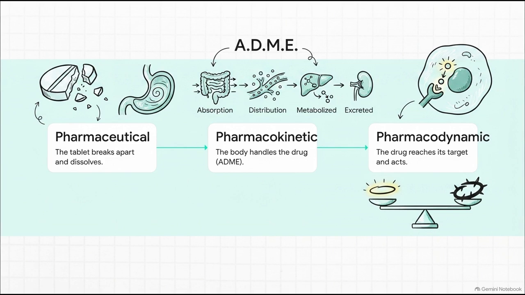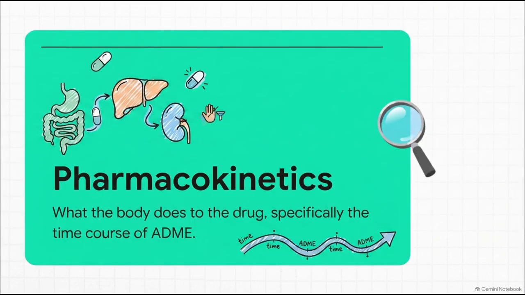We use the mnemonic ADME here, or all drugs must exit. They get absorbed, distributed, metabolized, and finally excreted. Lastly, we hit the pharmacodynamic phase, where the drug reaches its target. And here's a vital clinical pearl for you. Somewhere along the specific journey, based on these exact phases, a drug will ultimately either heal your patient or harm them.